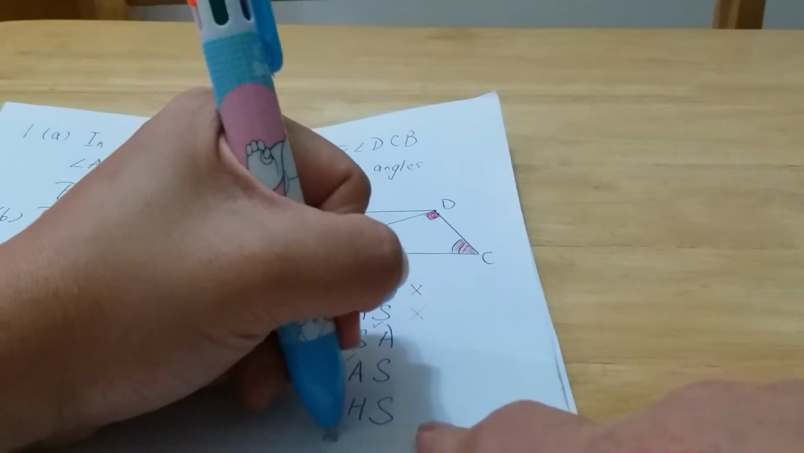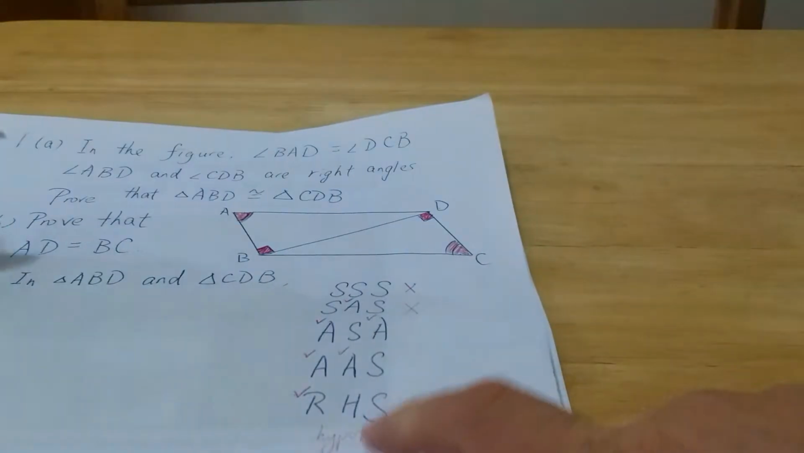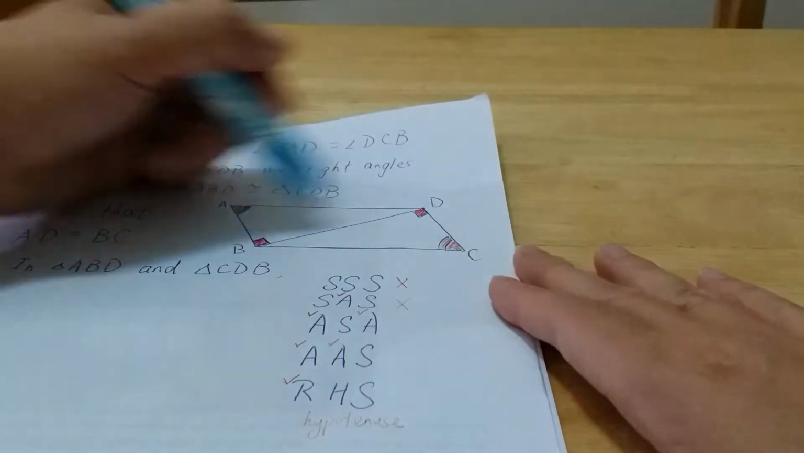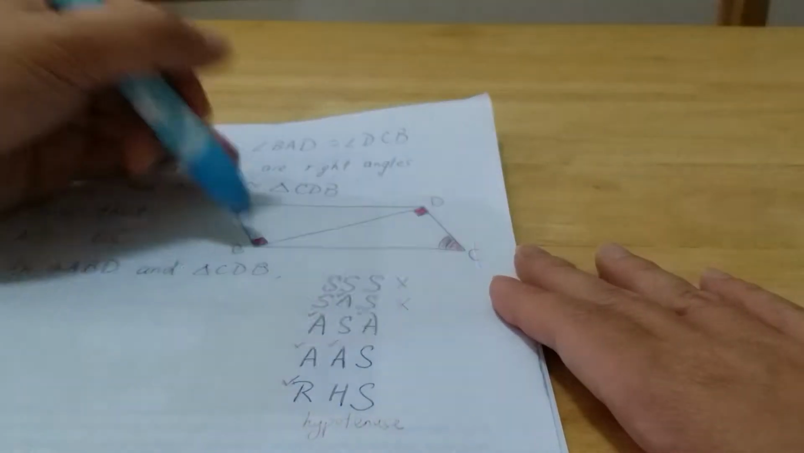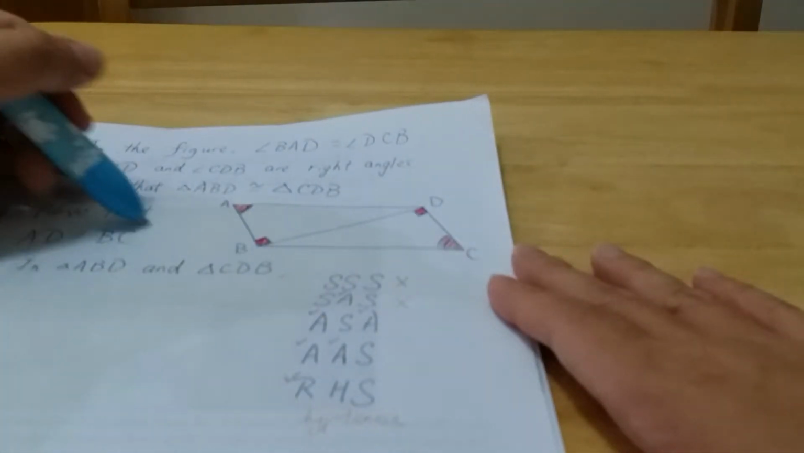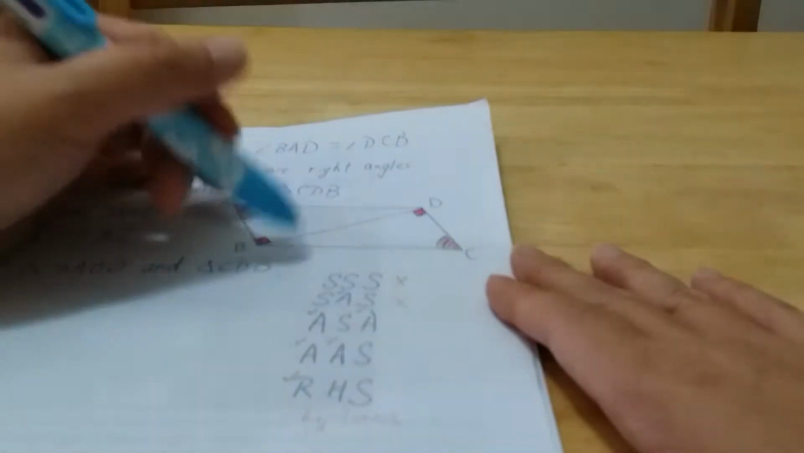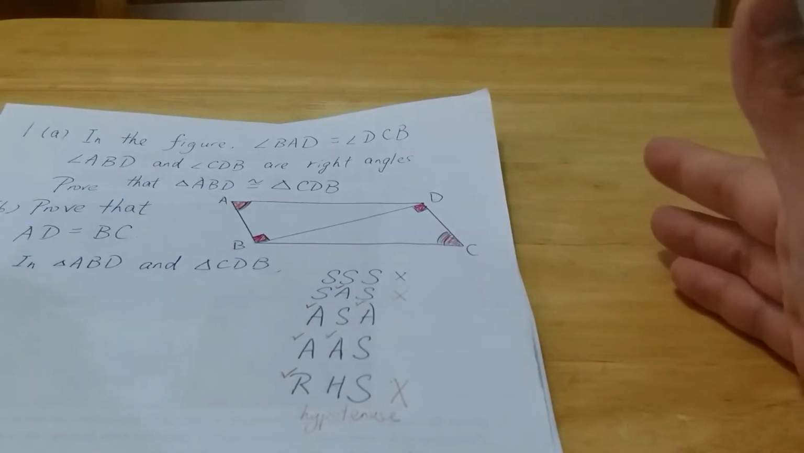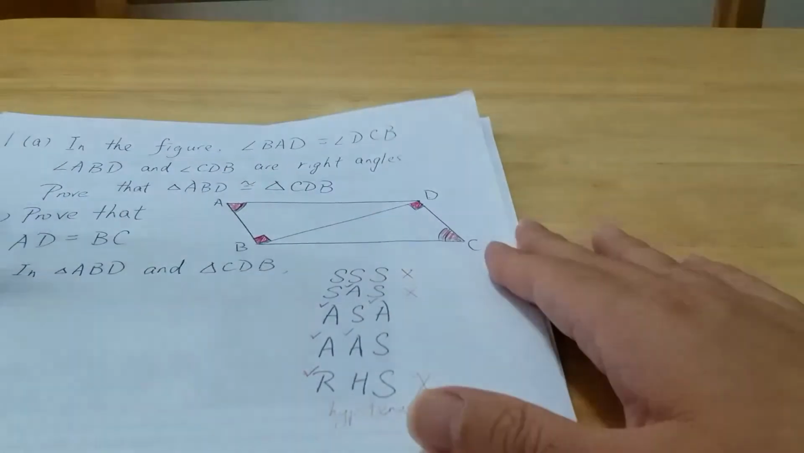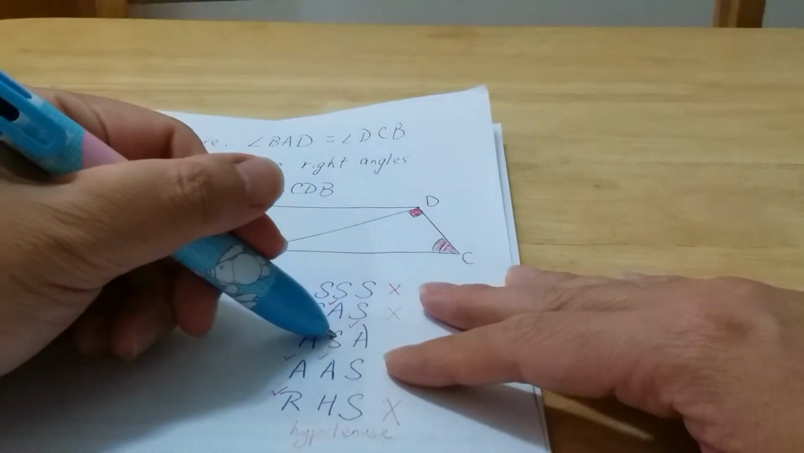But for RHS, you must pay attention. H stands for hypotenuse, that means the longest side. In the question, we do not find out that AD equals BC. And for part B, we are going to prove that by A. So they are not known to be equal. So we will not use RHS this time, although we have the right angle here.